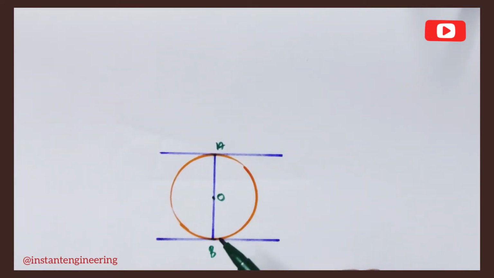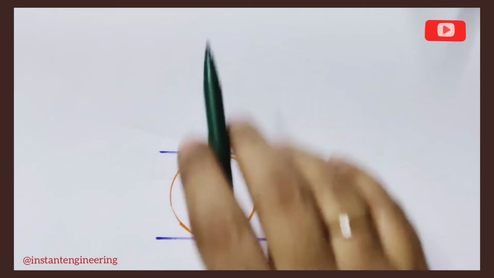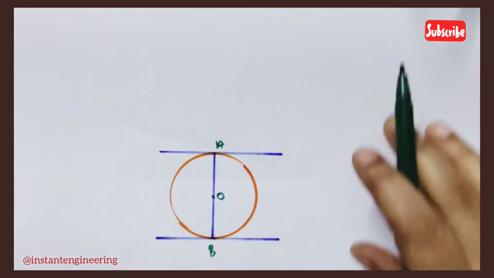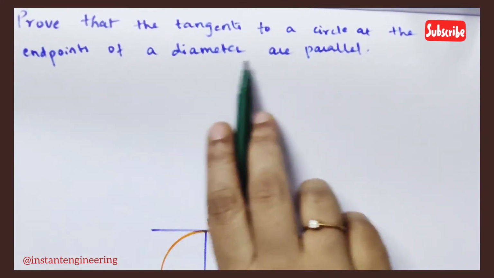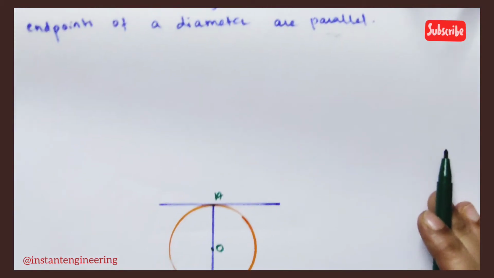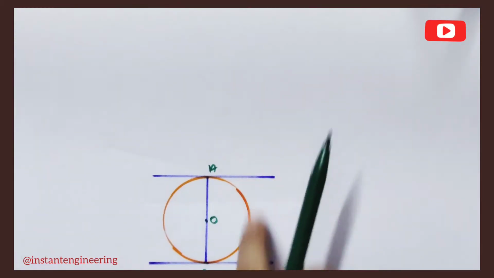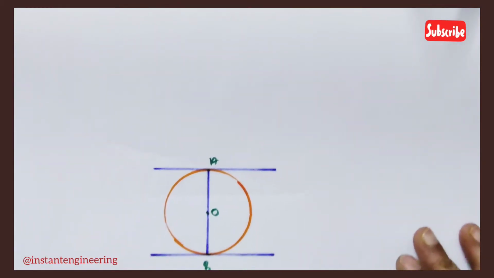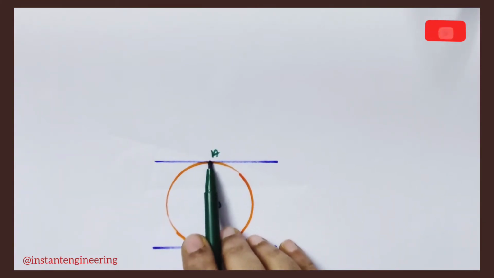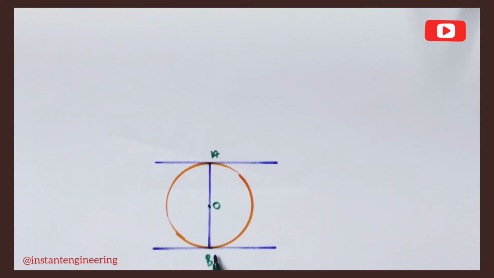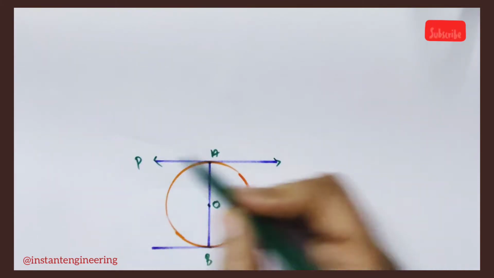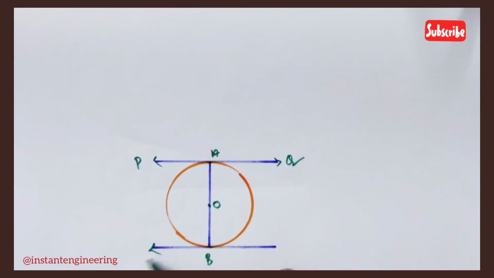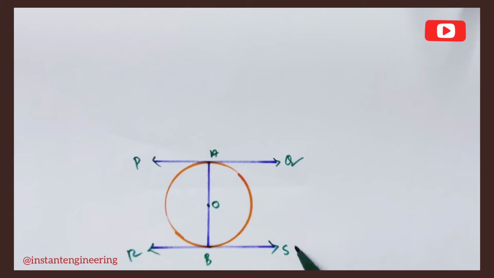Now the question is telling us there must be tangents that are parallel. Two tangents to a circle at those endpoints are parallel. You can draw them however you wish; I'm just taking this way. A line touching the circle at one point is a tangent, this is a tangent and this is a tangent. For this one we are naming these lines: this is P, this is Q, this is R, this is S.